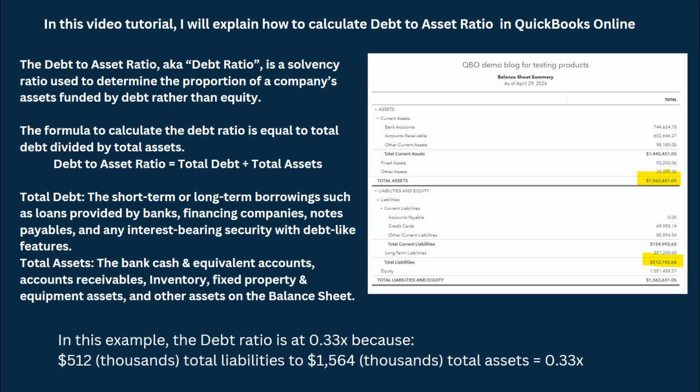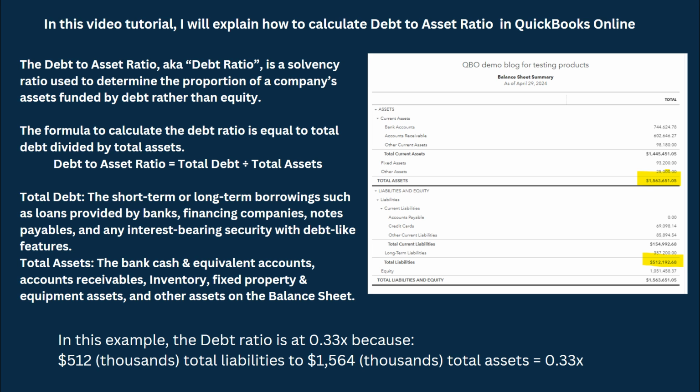So what's included in your total debt? It could be anything you owe to someone, so it could be accounts payable. It could be your long-term loans that you borrow from banks or some financing companies, or simple credit card loans, and it could be notes payable and any other interest bearing security you put up to borrow money.